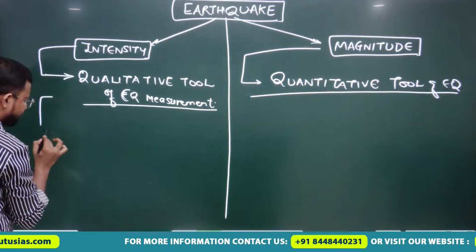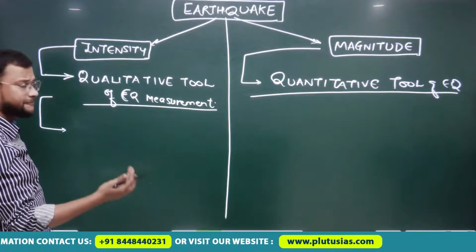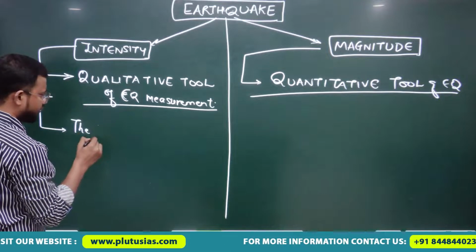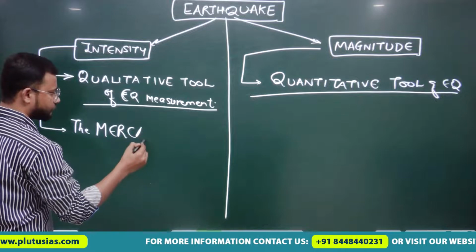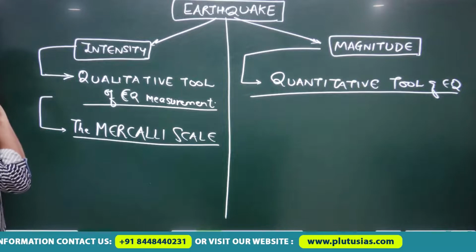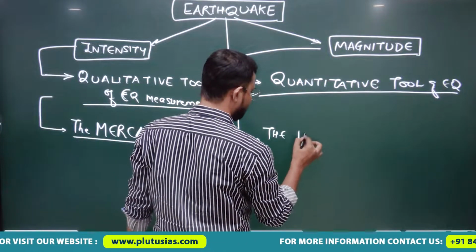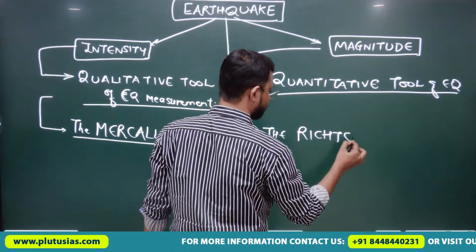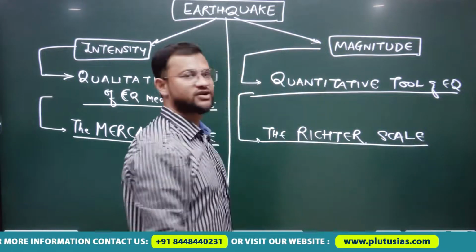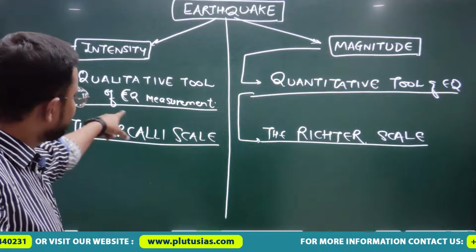See guys, next is generally this intensity. वैसे बहुत सारे methods रहेंगे, but this intensity is what measured by the Mercalli scale, and this magnitude is measured by the Richter scale. So that is simply this intensity is measured by the Mercalli scale.